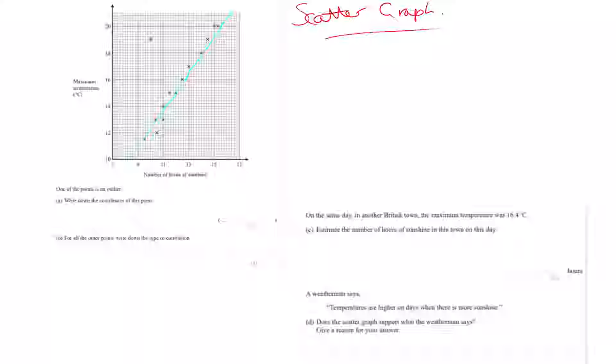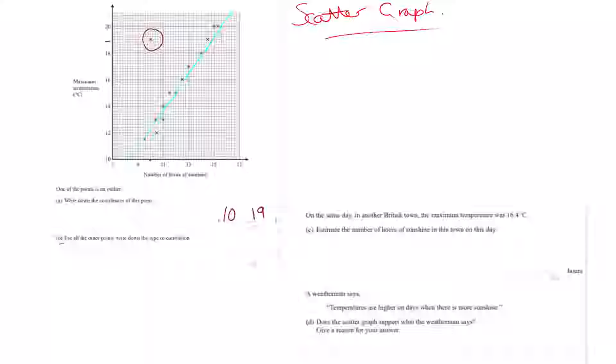Now we've done that, let's have a look at the question. One of the points is an outlier. Write down the coordinates of this point. So if we have a look at our points, a lot of them are reasonably close to our line of best fit, but there is one over here that is a long way off. So this is our outlier, and we can read off the coordinates. That will be 10, 19. And there's the one mark.